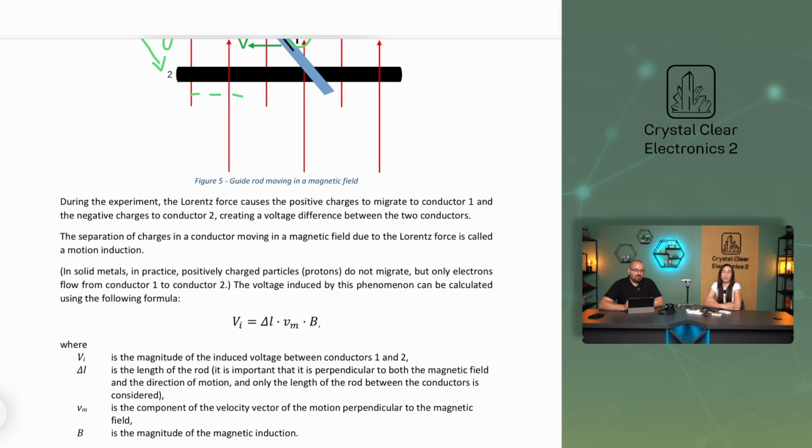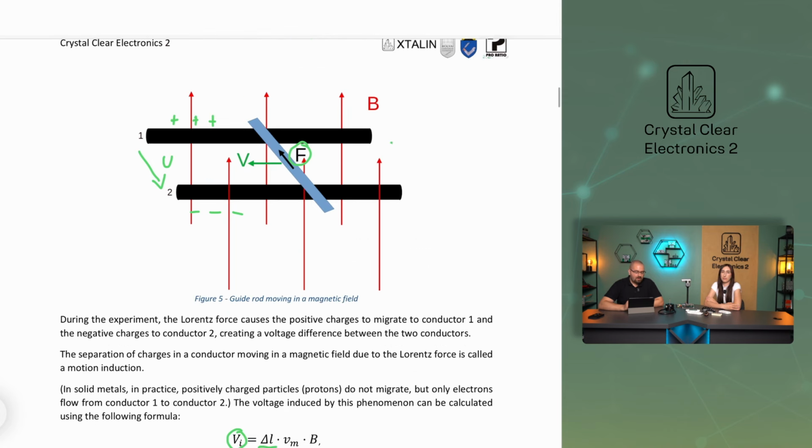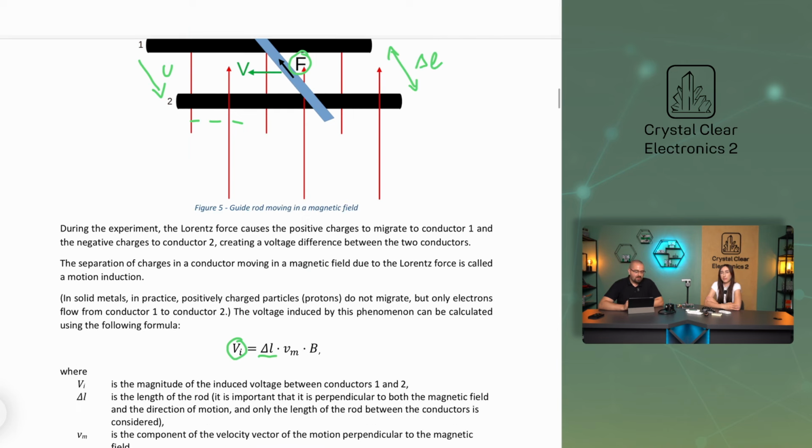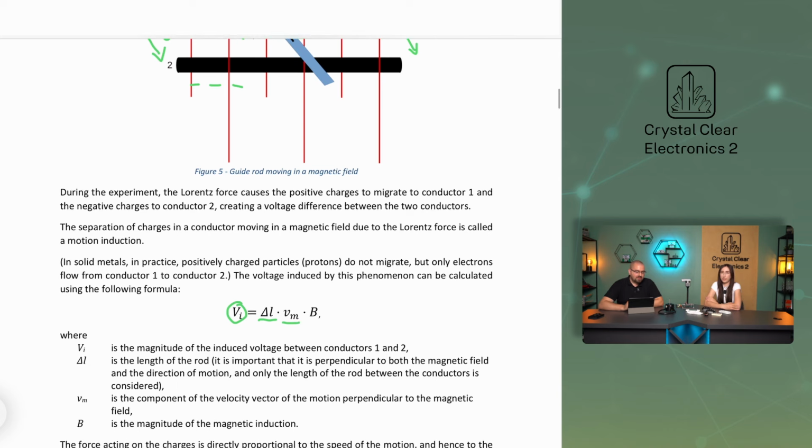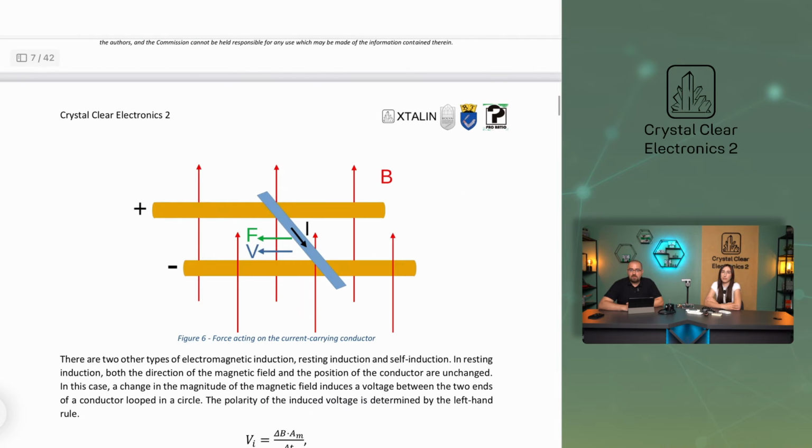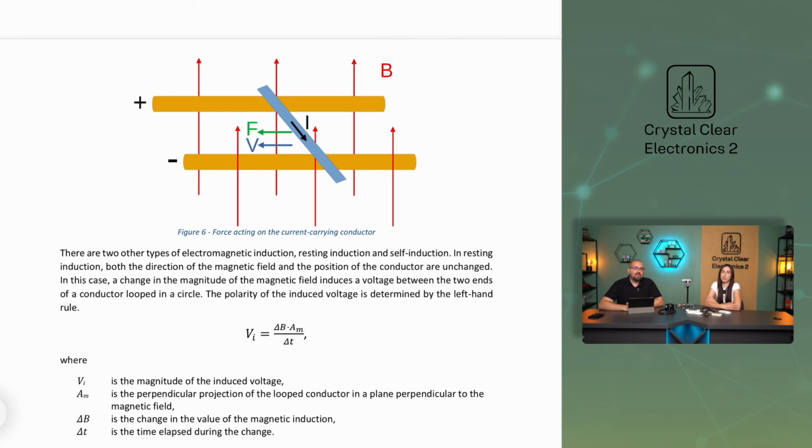The separation of charges in a conductor moving in a magnetic field due to the Lorentz force is called motional induction. The voltage induced by this phenomenon can be calculated by multiplying the distance between the two parallel conductors, the component of the velocity vector of the motion perpendicular to the magnetic field, and the magnitude of the magnetic induction. This phenomenon also works in reverse, meaning if a voltage is applied to conductors 1 and 2, and a conducting rod is placed on them, the rod will move.